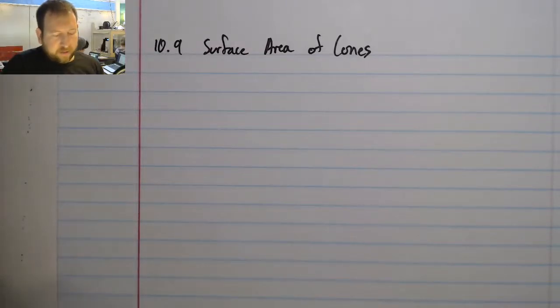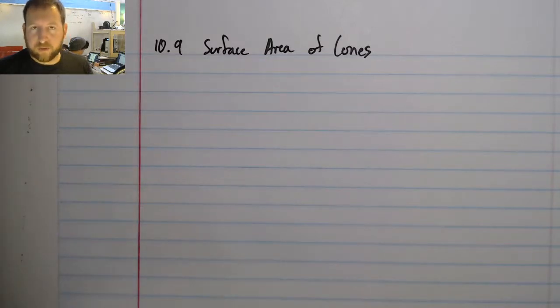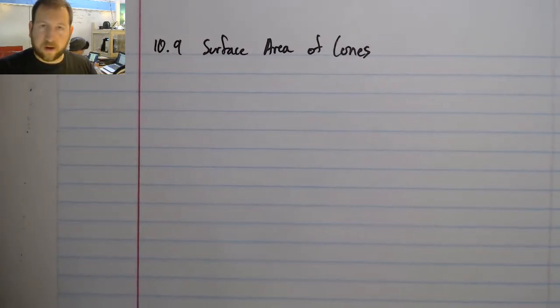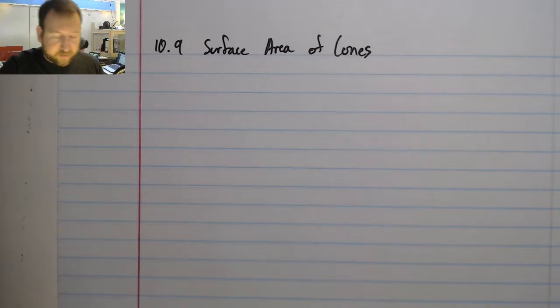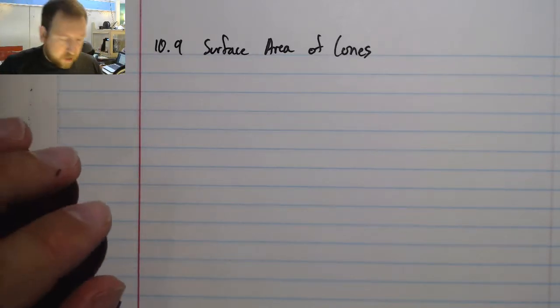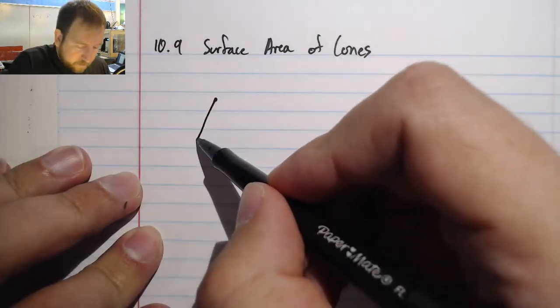All right, I'm going to take a look at the next section called 10.9, surface area of cones. So sticking with our theme, we're going to continue looking at 3D shapes and finding the surface area. Recall that a cone looks like this. Think of it like the bottom of an ice cream cone.